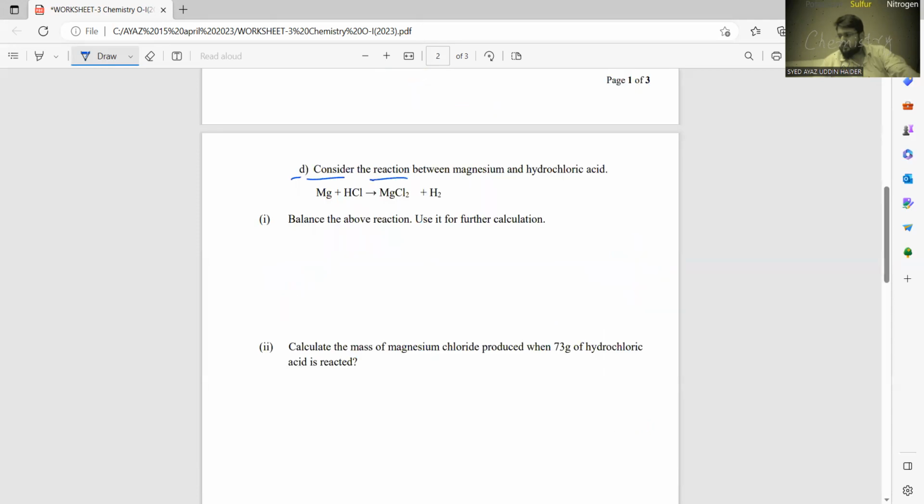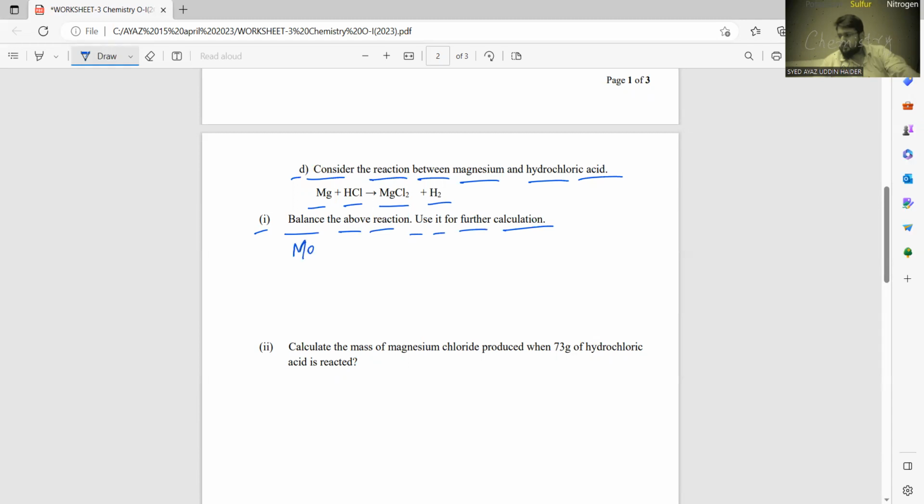D. Consider the reaction between magnesium and hydrochloric acid. This is the reaction between magnesium and hydrochloric acid. This is the symbol for magnesium, Mg. Hydrochloric acid, HCl. Magnesium chloride is the product. The formula is MgCl2. And the other product is hydrogen gas, H2. Number 1, balance the above reaction. Use it for further calculations.